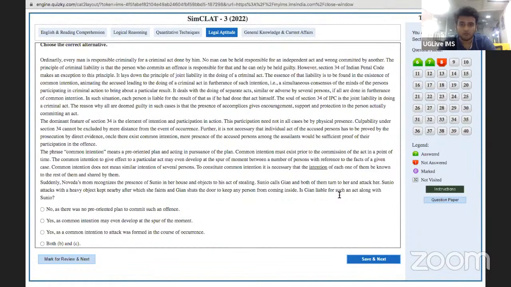Sunyu calls Gyan and both of them turn to her and attack her. Sunyu attacks with a heavy object kept nearby, after which she faints and Gyan shuts the door to keep any person from coming in. Is Gyan liable for such an act? Even develop in the course of occurrence. Both B and C should be right. It should be D, guys. Both the options are making sense here.